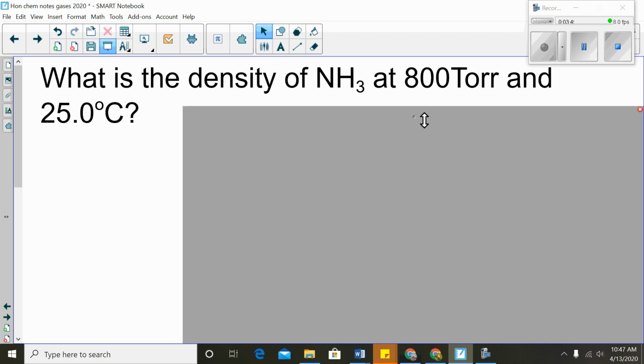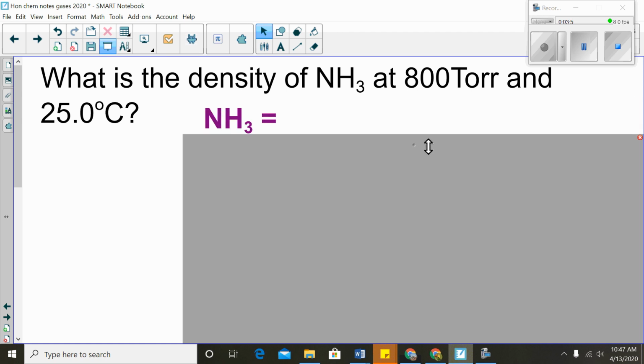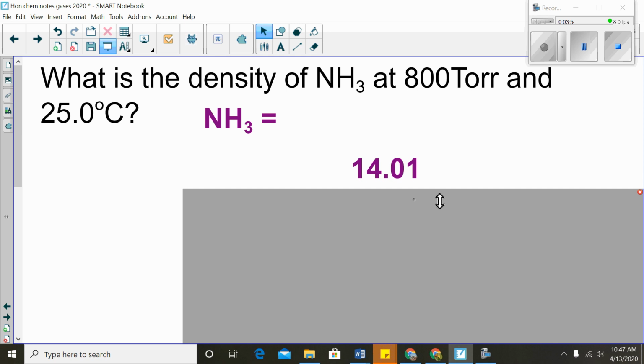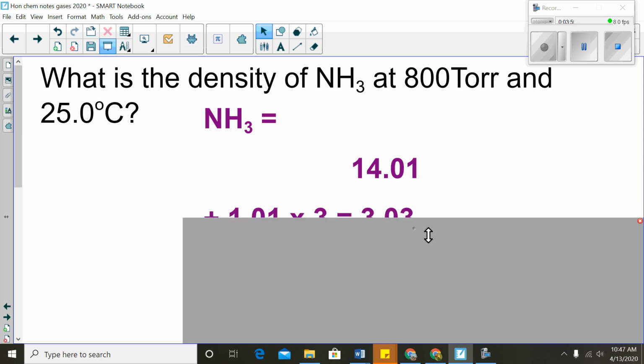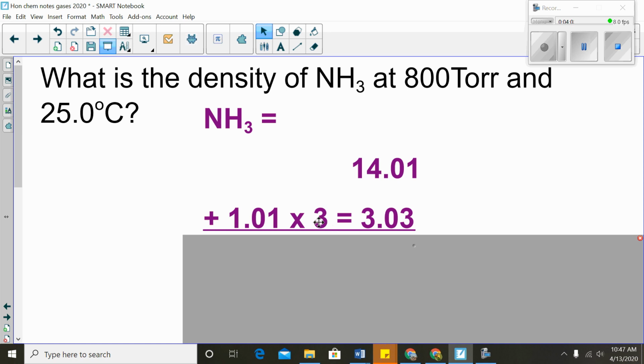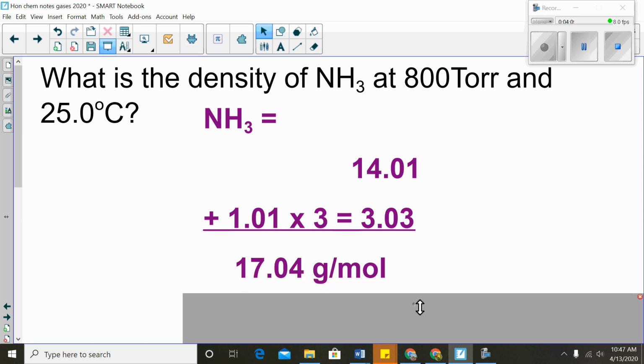So here's what I need to do. There's my formula, NH3. I need to get the molar mass. So 14.01, I just wrote it because there's one N. Hydrogen, you have 3 of them. So you take 1.01, that's the mass of hydrogen, times it by 3, and you get 3.03. Together, this becomes 14.04 gram per mole. That is the molar mass of NH3. And that should look familiar. We use this a lot in our stoichiometry unit. So I hope that looks familiar.